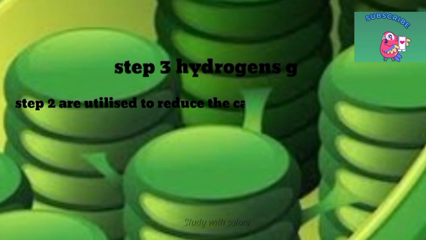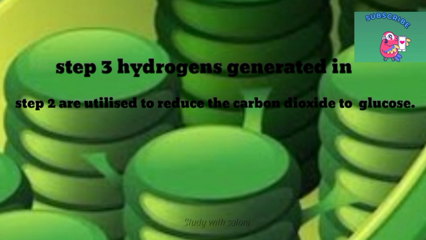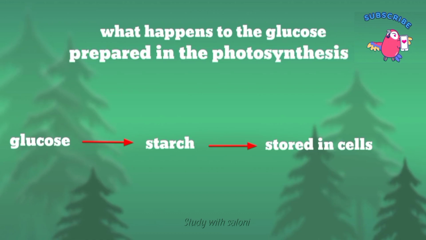Now, step 3. The hydrogen ions produced in step 2 help in the reduction of carbon dioxide into glucose. That means the carbon dioxide is converted to glucose. The glucose that is produced in photosynthesis is converted to starch and stored in the plant tissues.